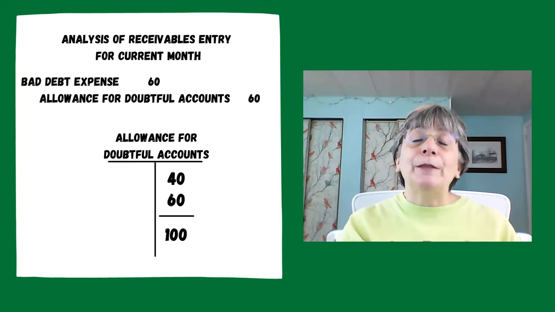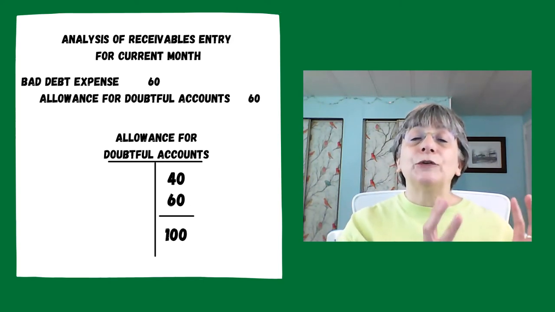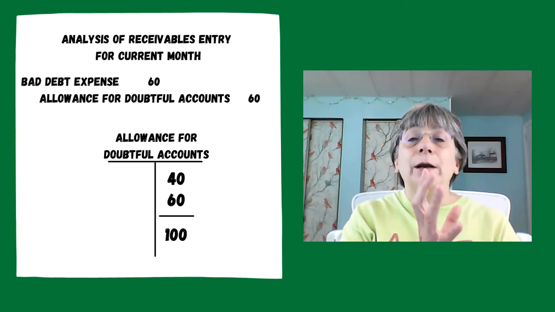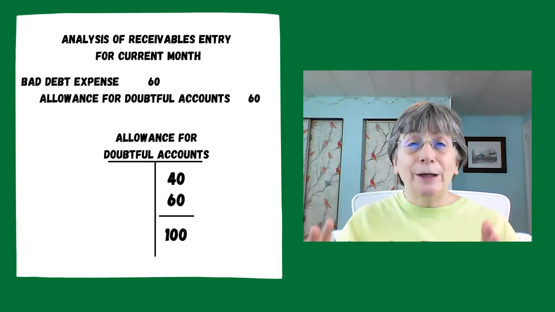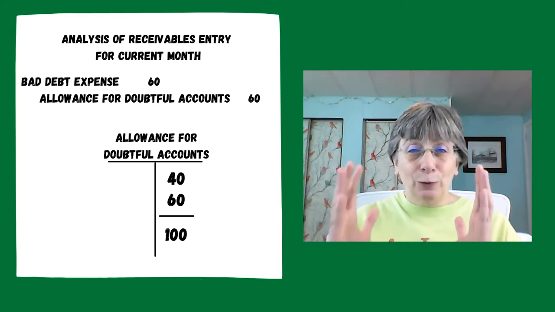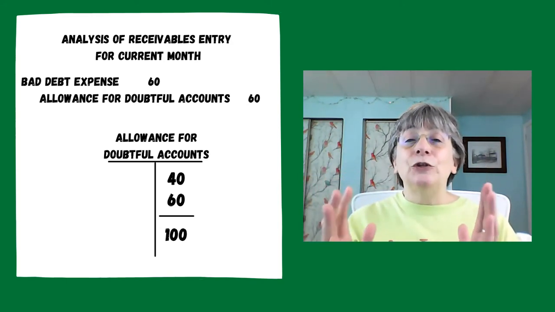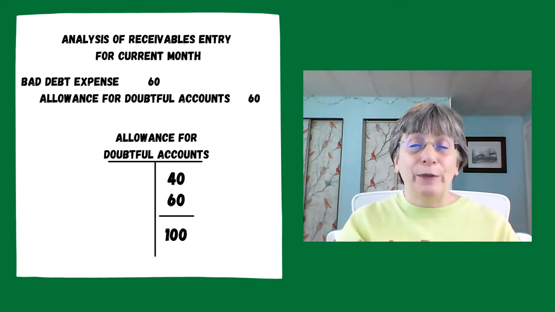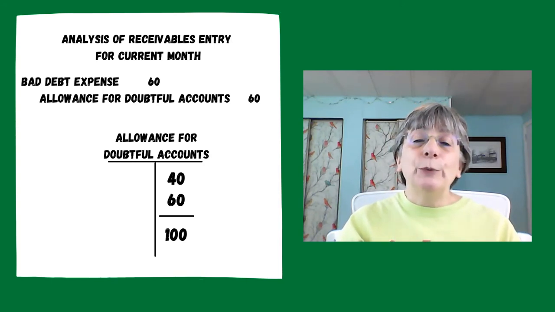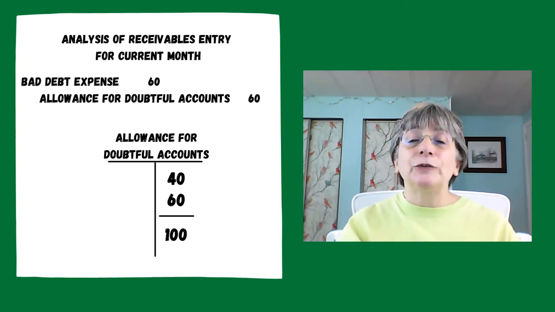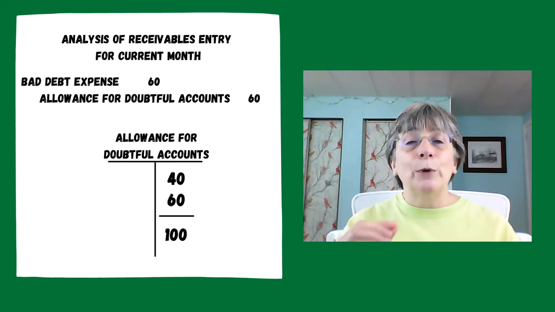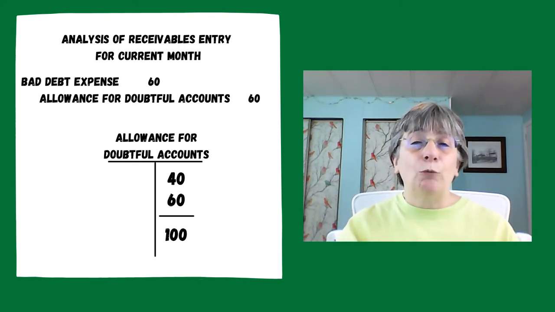So under the sales method, we were basing it on current month's sales. Under the aging of receivables method, we are basing this on past sales, current picture, right? We are looking at what our actual debts due are and making a determination as to how much of those we think we're going to be able to collect. So in this case, we want our balance to be $100. So we're going to debit bad debt expense for $60 and credit our allowance for doubtful accounts for $60. And that will bring us to our desired total of $100.